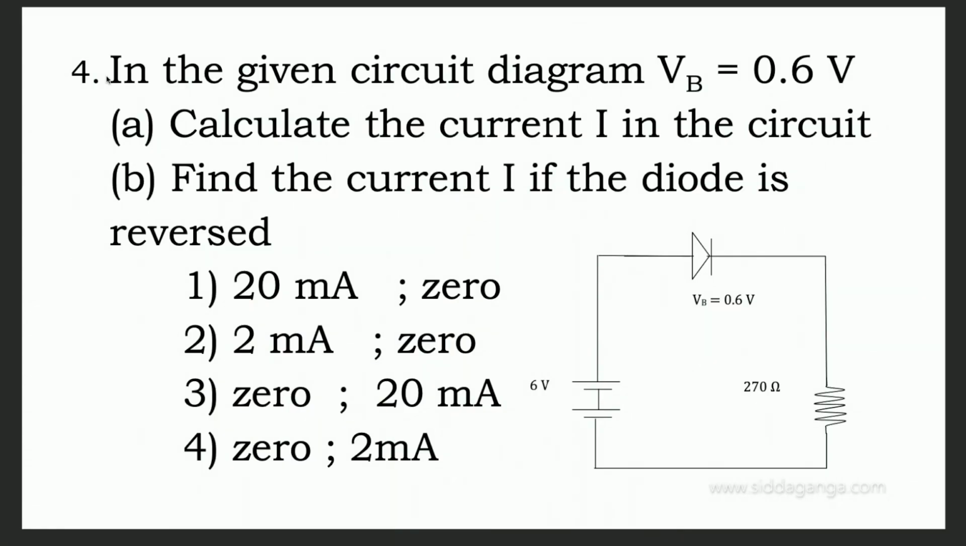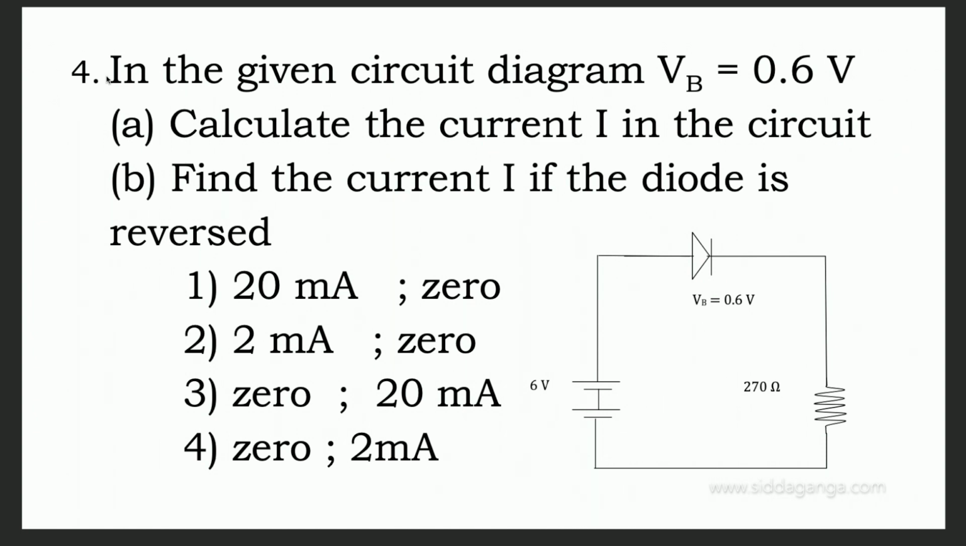In the given circuit diagram, question number 4, VB equal to 0.6 volt, forward biasing of the diode is 6 volt. Calculate current I in the circuit. First you have to calculate the current in the circuit and find the current I if the diode is reverse biased. Forward current and reverse bias current.